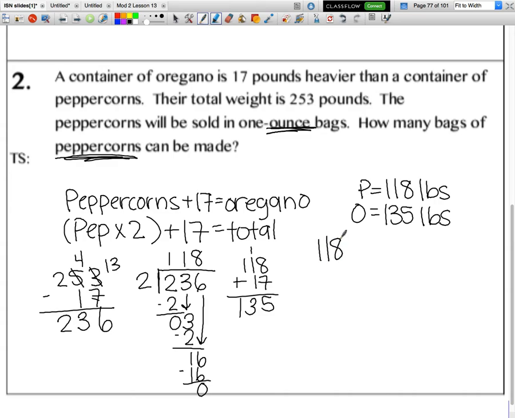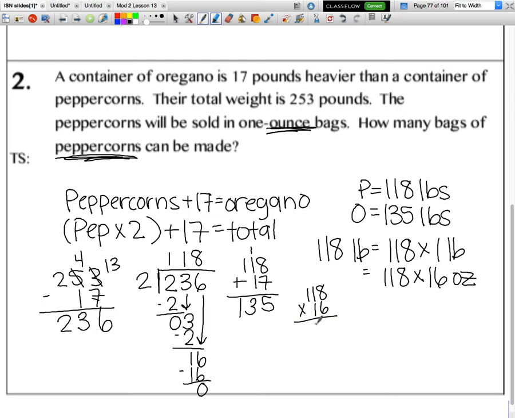So 118 pounds equals 118 times 1 pound. We're going to keep our 118, and we're just going to change our 1 pound into ounces. So 1 pound is equal to 16 ounces. So we got to find out what 118 times 16 is. So here we go. I'm going to work it out over here to the side. 118 times 16.